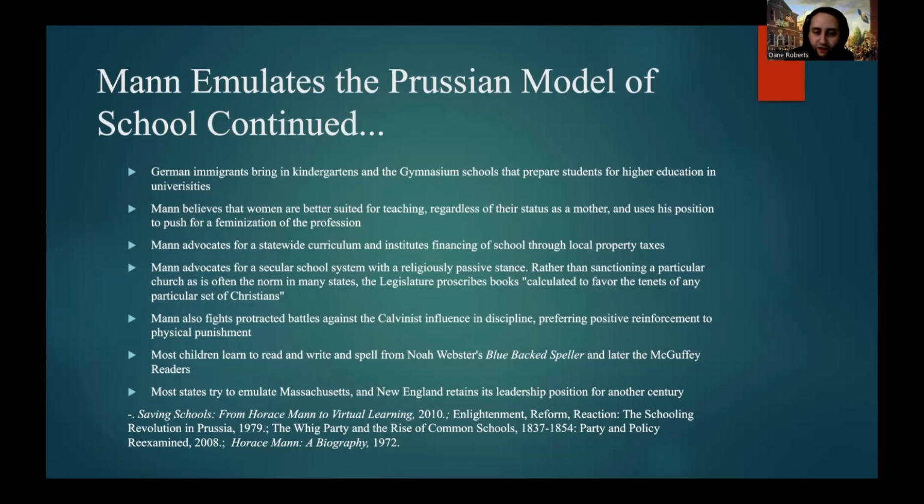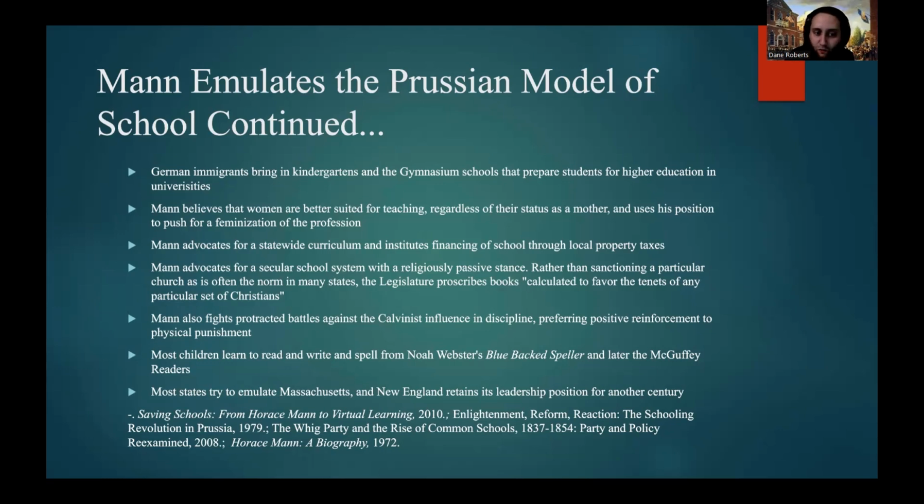The legislature would prescribe books, quote, "calculated to favor the tenets of any particular set of Christians," because obviously, even as he was trying to secularize the public school system, this just in a lot of ways meant that the various highly diverse denominations of Christianity were what he was focusing on, i.e., not focusing on one particular sect. Of course, also focusing more on science and technology and things such as that.